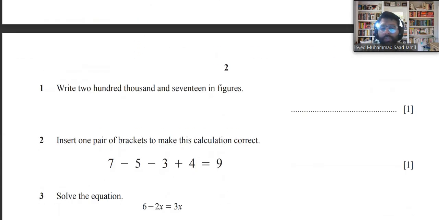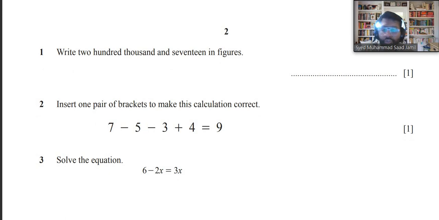So let's start with our very first question. It says write 200,017 in figures. So look guys, this is a very easy question. 200,017. You will be writing it like this.